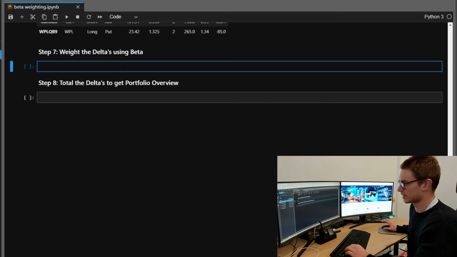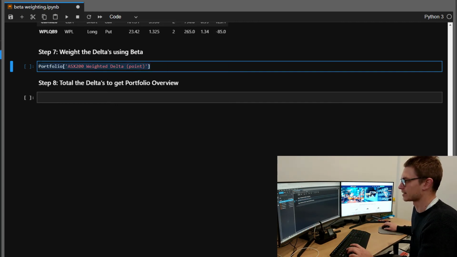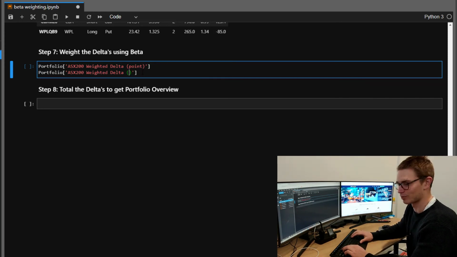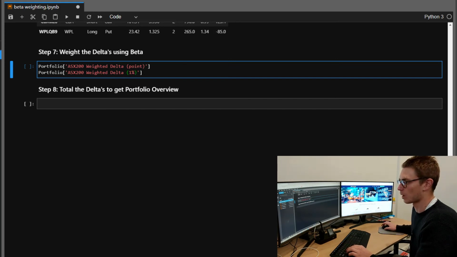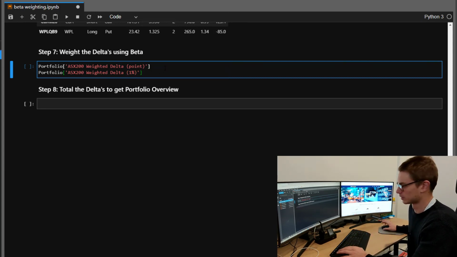The way we're going to do that is define two columns. We're going to define ASX 200 weighted delta. So this is going to be per point. Remember the index is per point, but another handy thing, because it's so large, is what if we have a 1% change of this index? That might be more useful in terms of seeing, if I have a 1% increase in the value of the portfolio index, what is my likely increase in my portfolio?